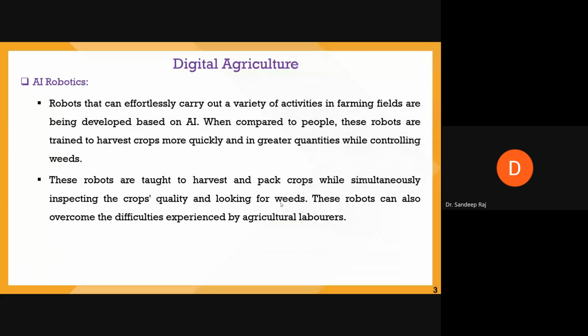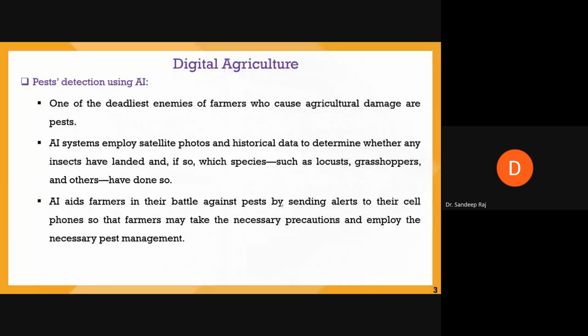And with the use of robots, we can effortlessly carry out a variety of different activities, and it can be integrated with AI to perform a wide range of applications.